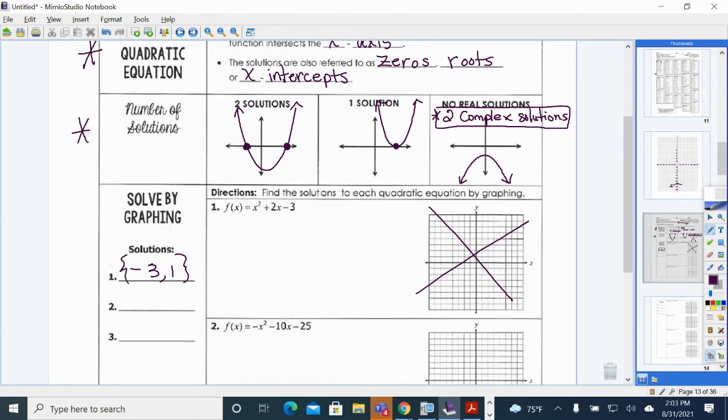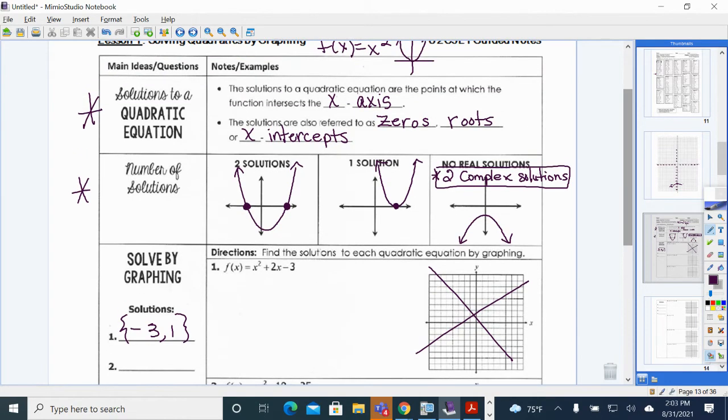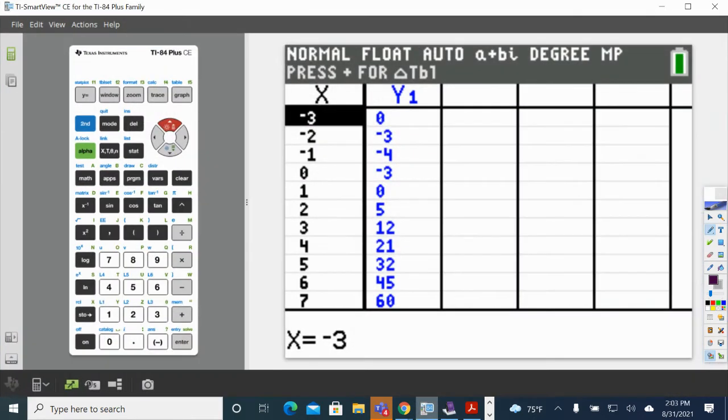And I'll explain why. We said earlier that the solutions are also called x-intercepts. At the x-intercept, the y coordinate is 0. Again, at your x-intercept, the y coordinate is 0. So when I was looking at that in my table of ordered pairs, at -3, I know it definitely is the answer because the y value is 0.